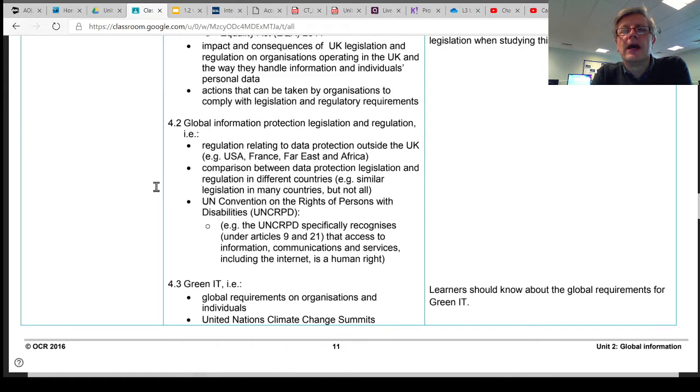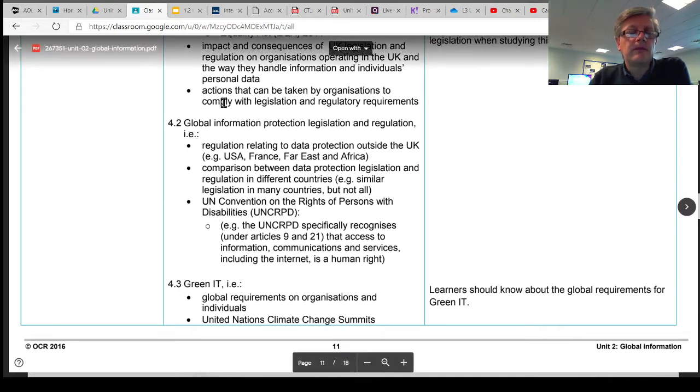or we may have to think about putting something else in place so that we can still do business with these companies, these organizations, even though their business exists outside of the European Union.